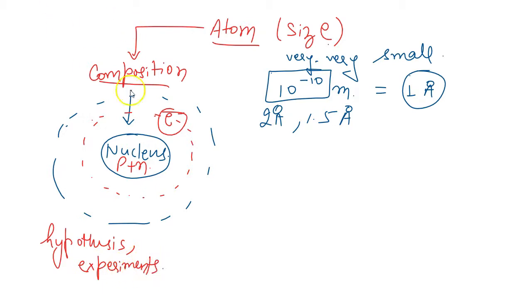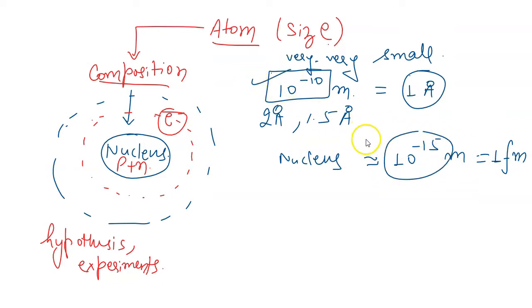If we look at the size of the nucleus, the nucleus has a size of the order 10 to power minus 15 meters. We call this 1 femtometer. Looking at these values, you can clearly see how small the nucleus is with respect to the size of an atom.